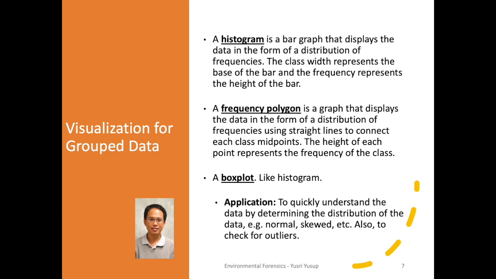Another way that you are able to use to represent the distribution, although the distribution is less evident than in a histogram or frequency polygon, is the box plot. Now the applications of these visualization techniques, the histogram, the frequency polygon, and the box plot, is so that you are able to quickly understand the data by determining the distribution of the data, whether they are normally distributed, skewedly distributed, etc. We can also use the histogram, frequency polygon, and the box plot to check for outliers in the data.